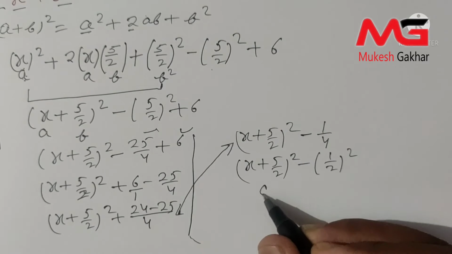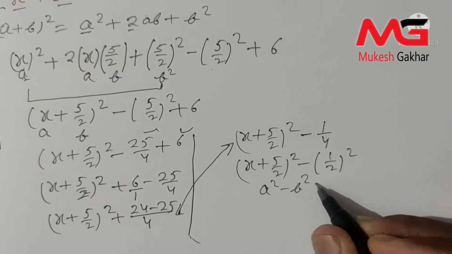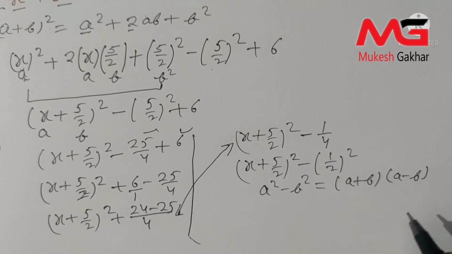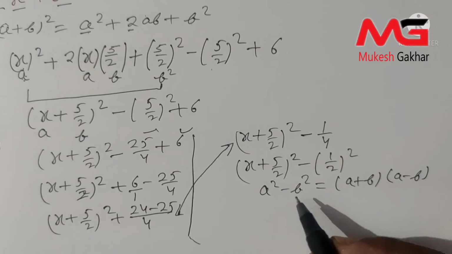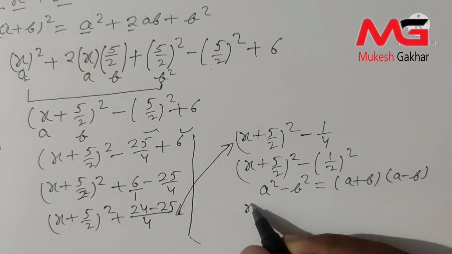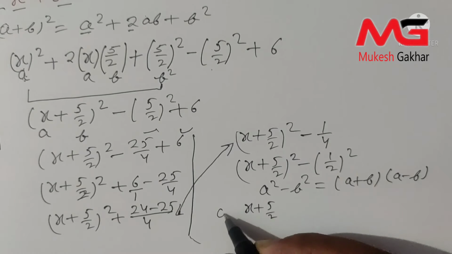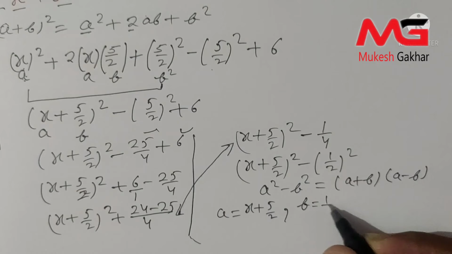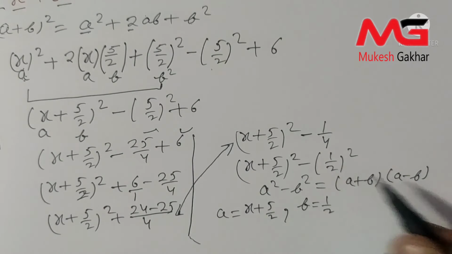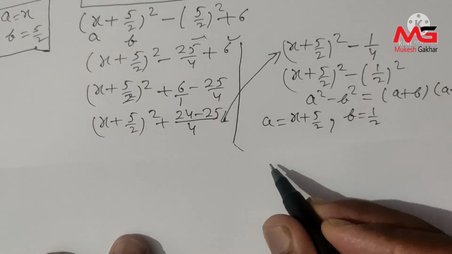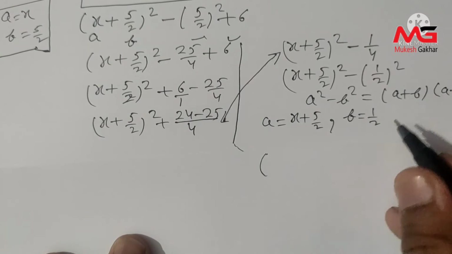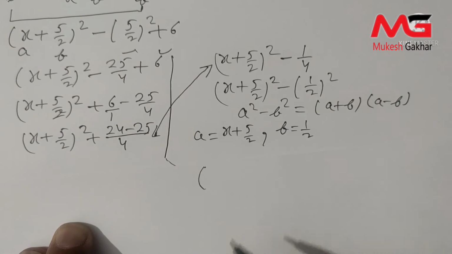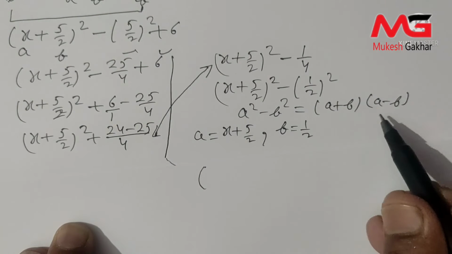Now remember one formula, a square minus b square. A square minus b square is (a + b) into (a - b). So put values here. What is the value of a? Value of a is x plus 5 by 2. And what is the value of b? It is 1 by 2. From here you can compare. So we can write (a + b) into (a - b).